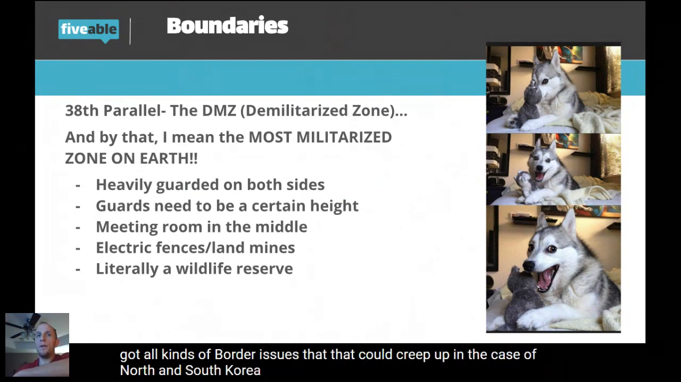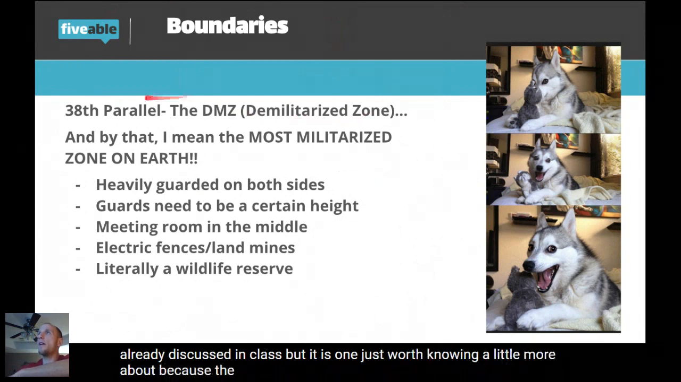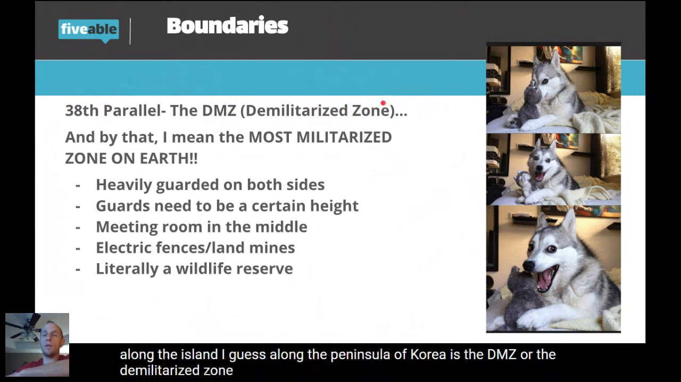In the case of North and South Korea, it's definitely one that you have probably already discussed in class, but it's one that's worth knowing a little bit more about because of the historic implications. And that is at the 38th parallel along the peninsula of Korea, is the DMZ, or the Demilitarized Zone. By that, I mean it's the most militarized zone on Earth.